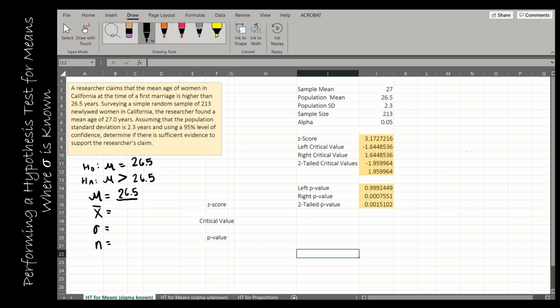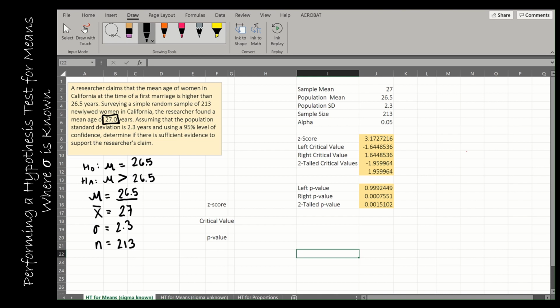Now, we have a simple random sample of 213 newlywed women. The researcher found a mean age of 27. So that is the sample. That's x bar. How do I know the difference? Because that is what the observer or the researcher observed. It is sample data, 27 years. The population standard deviation is 2.3 years. So we have all of the information that we need.